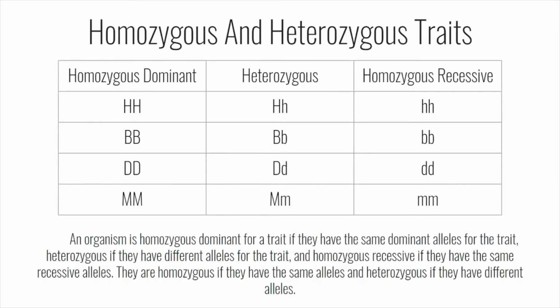Basically, a homozygous organism has two of the same alleles, either dominant or recessive, and a heterozygous organism has one dominant and one recessive allele.